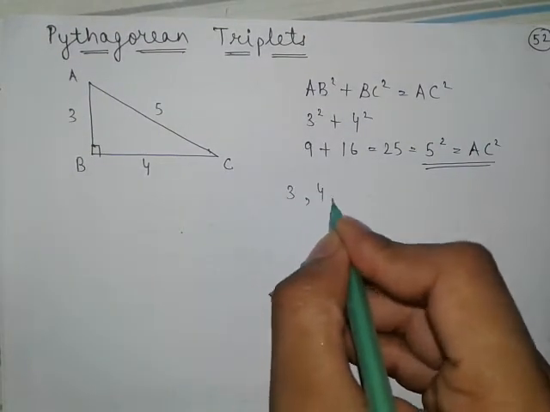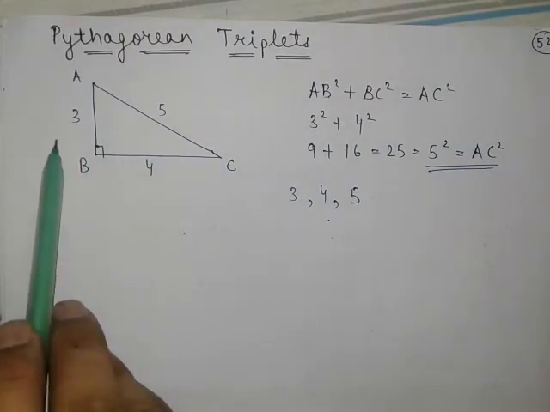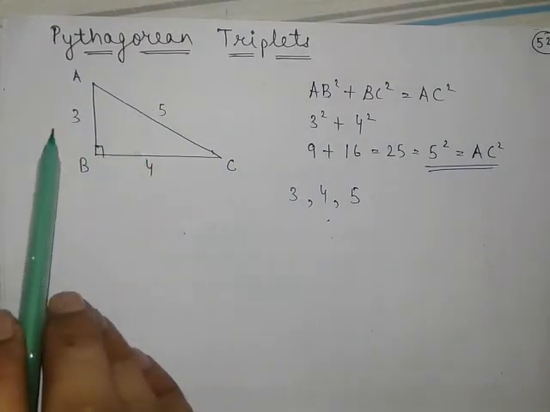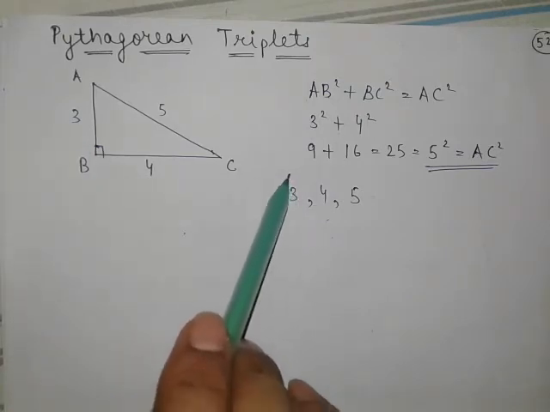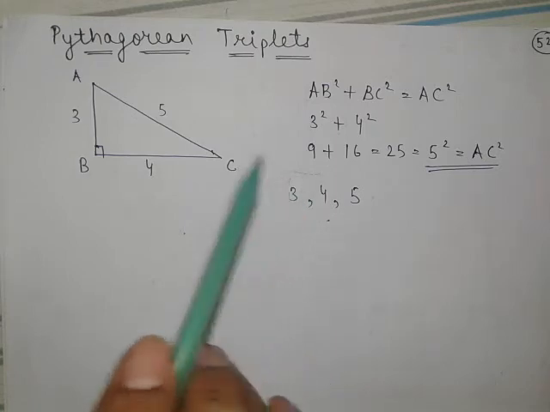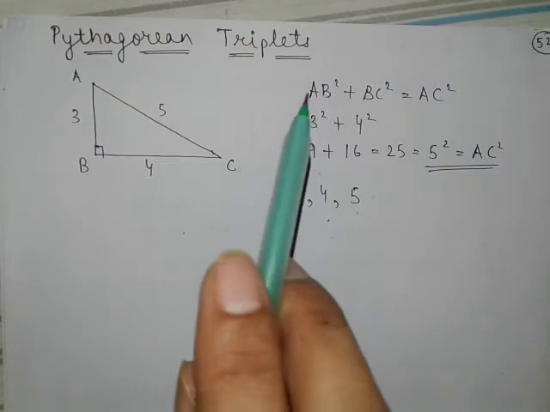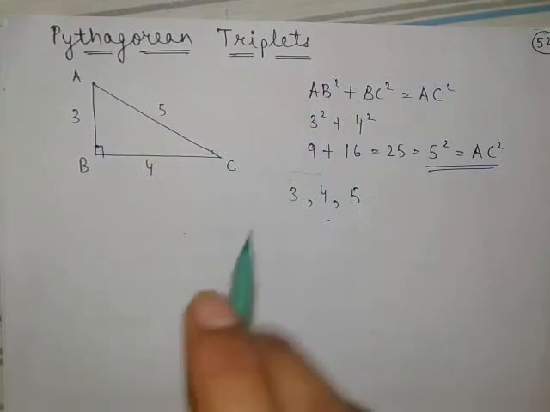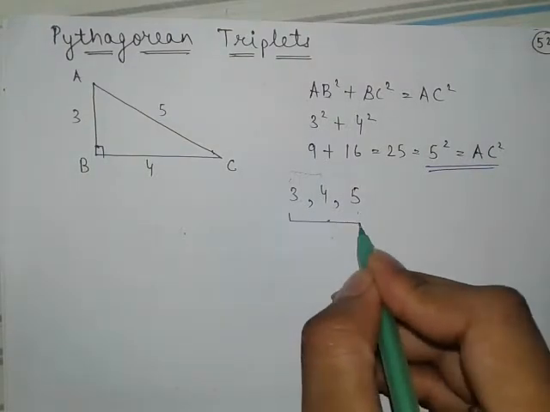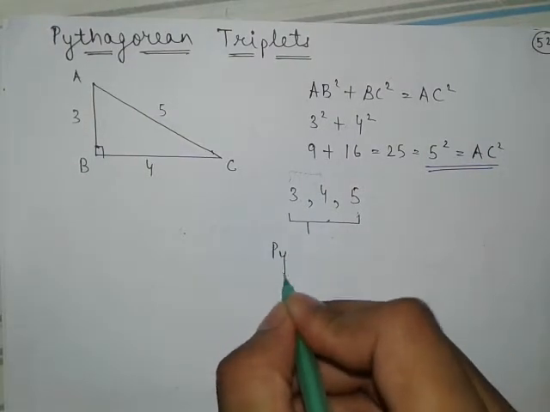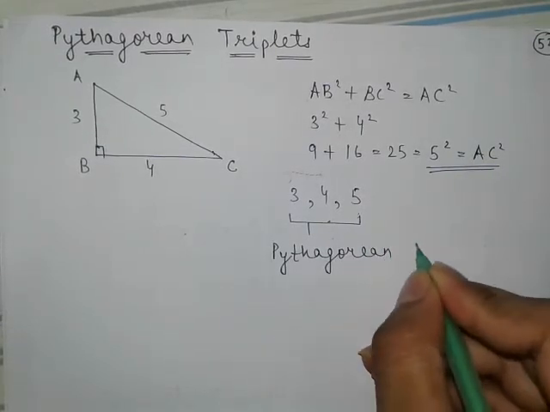So you see, 3, 4 and 5. We have used these numbers in this triangle and we found that if you square the two smaller numbers and add them, you will get the square of the third largest number. So that is what we call the Pythagorean triplets.